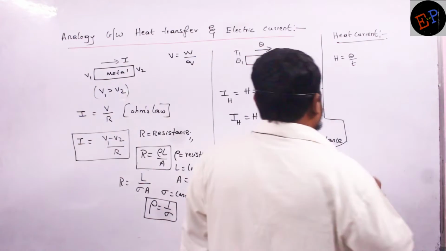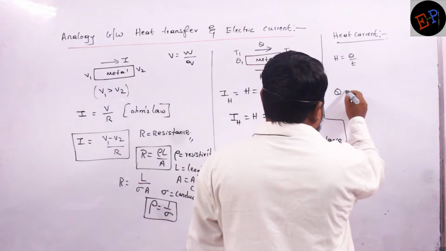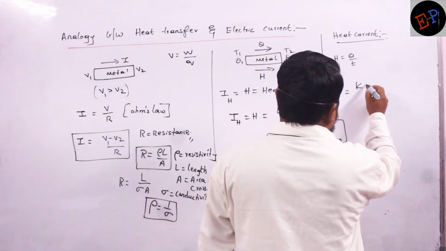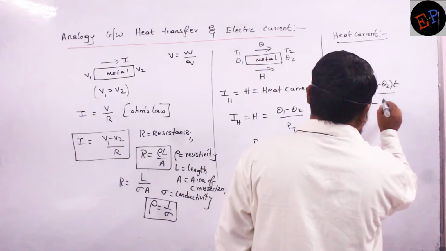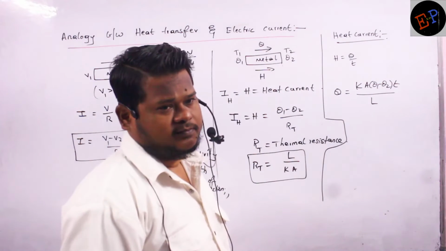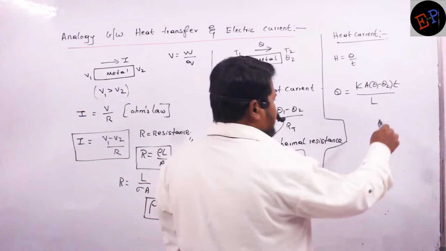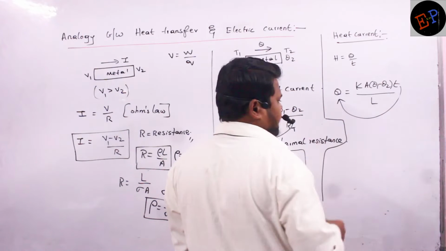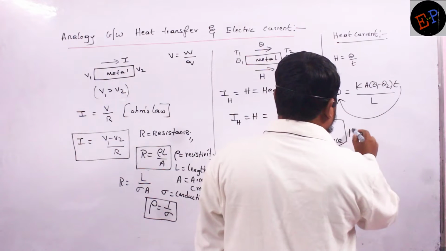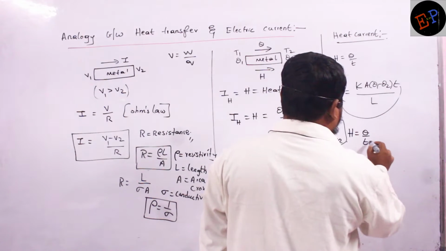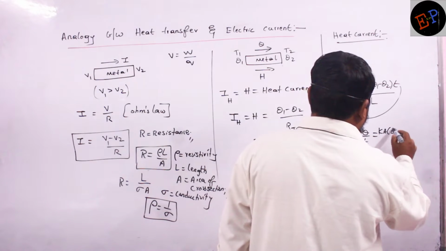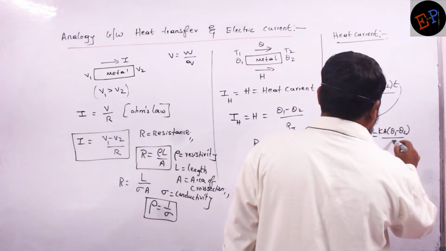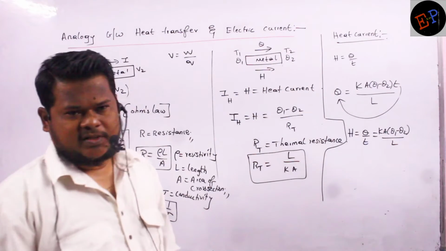Already we studied in the last class that the amount of heat flowing is equal to Ka theta 1 minus theta 2 into T divided by L. This is what we have studied. Now you take this T to this side. Then it becomes heat current, so heat current is equal to Q by T. And what are the remaining terms? Ka multiplied by theta 1 minus theta 2 divided by L. Are you able to understand?